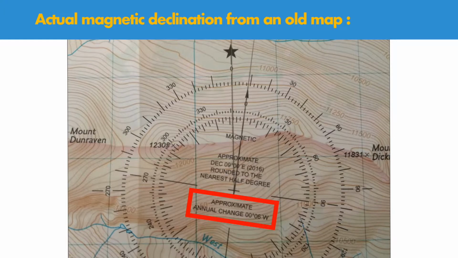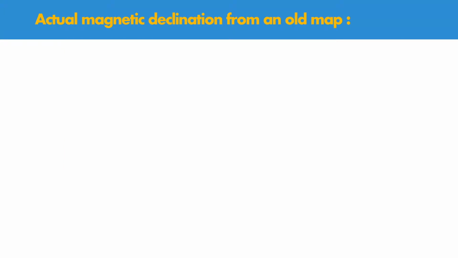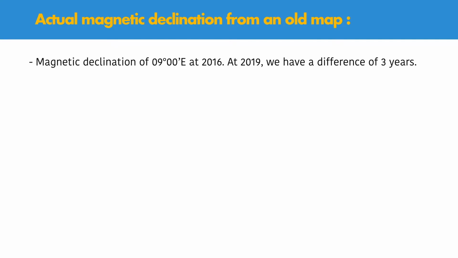And the approximate annual change is 0 degrees 6 minutes to the west. If this topographic map has the magnetic declination value of 9 degrees east in 2016, now at 2019 we have a difference of 3 years. So 0 degrees 6 minutes times 3 equals 0 degrees 18 minutes.